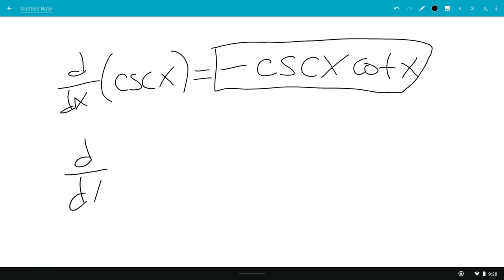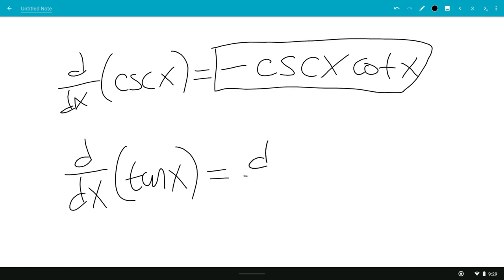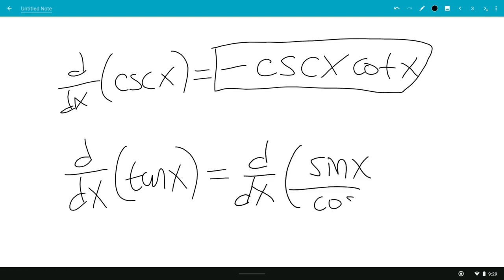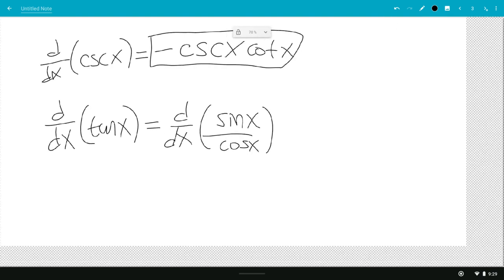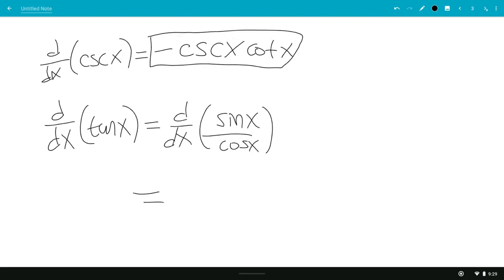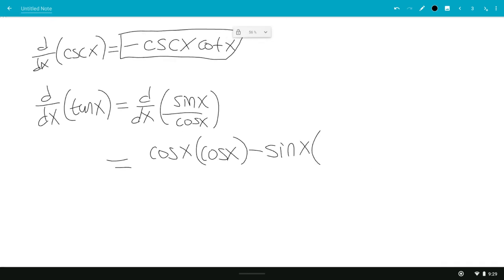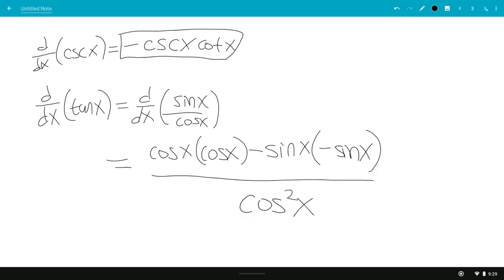The derivative of tangent x, pretty interesting, is the derivative of sine x over cosine x. So let's use the quotient rule. So this would be low d high, which is sine x prime, which is cosine x, minus high d low, which is the derivative of cosine x, negative sine x, over the denominator squared, which is cosine squared x.